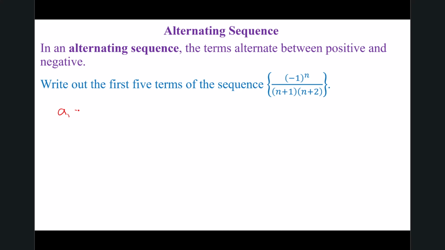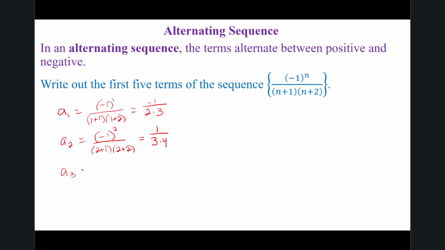So a sub 1 would be negative 1 to the first power over 1 plus 1 times 1 plus 2. Negative 1 to the first power is negative 1. So we have negative 1 over 2 times 3. Then the second term would be negative 1 to the second power over 2 plus 1 times 2 plus 2. And negative 1 to an even power is positive 1. So this term is 1 over 3 times 4.